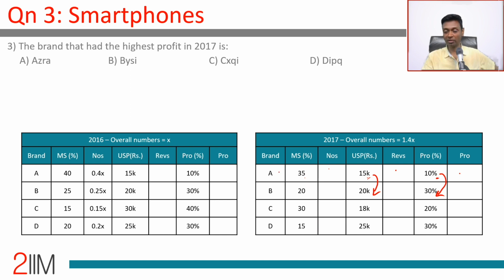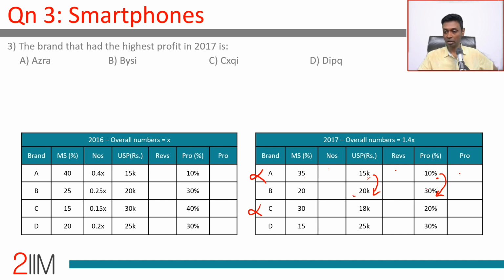This is still more than half. So it is not a... 20% of 1.4 into 20K into 30% will be higher than A. So I don't need to find the number. And so 20%, 20 to 30, 30% to 20%. These two will offset each other. The USP, the unit selling price, is higher. So B is greater than C.